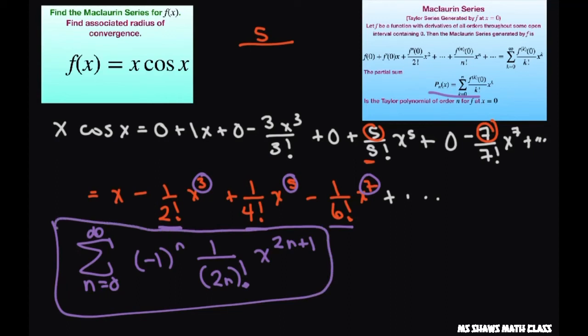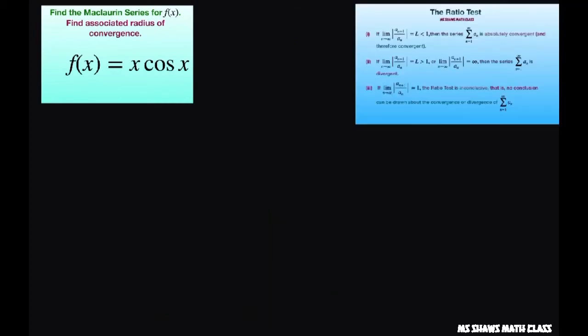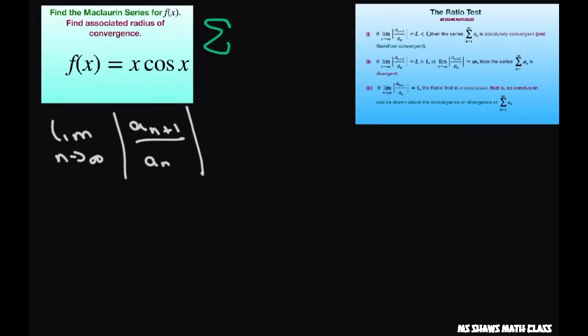All right, now let's go ahead and find the radius of convergence. We're going to use the limit test. So we're going to take the limit as n approaches infinity of absolute value of a sub n plus 1 divided by a sub n. And we're going to use what we had. If you want, I'll write it again. So we had n equals 0 to infinity, negative 1 to the power of n, 1 divided by 2n factorial times x to the power of 2n plus 1.